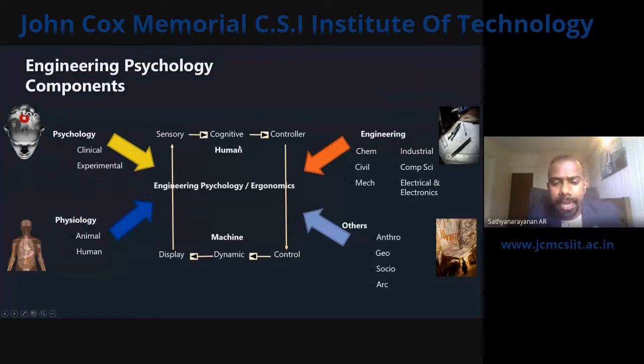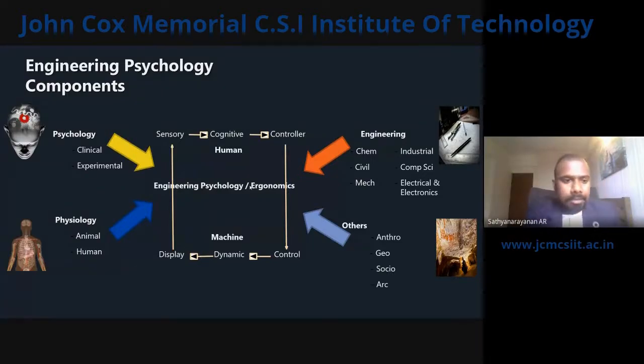There is input coming from all perspectives: psychology, physiology, and engineering. Chemical engineering is important, as are civil, mechanical, industrial, computer science, electronics and communication, and electrical. Other perspectives like anthropological, geological, sociological, and architectural as well. Because these different perspectives aid engineering psychology, engineering psychology is the basis of any sort of assistive technology design. So that's how I put across this perspective, and this is how assistive technology is seen.